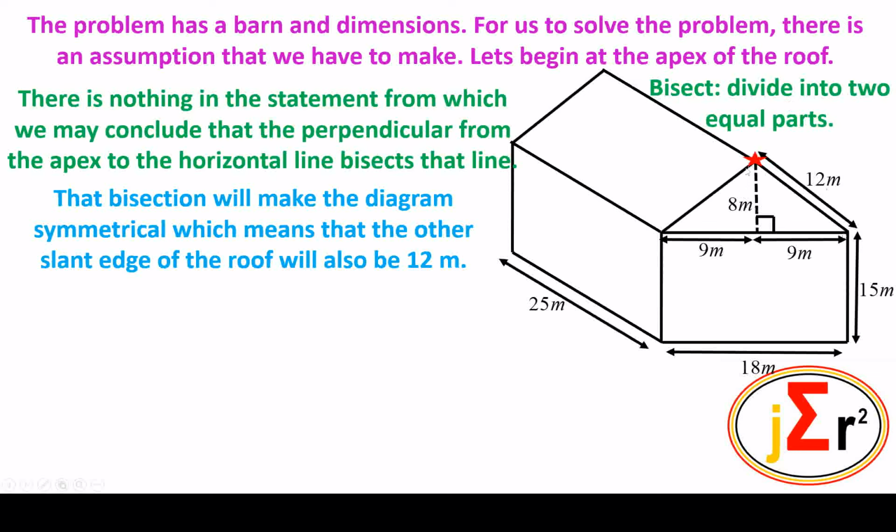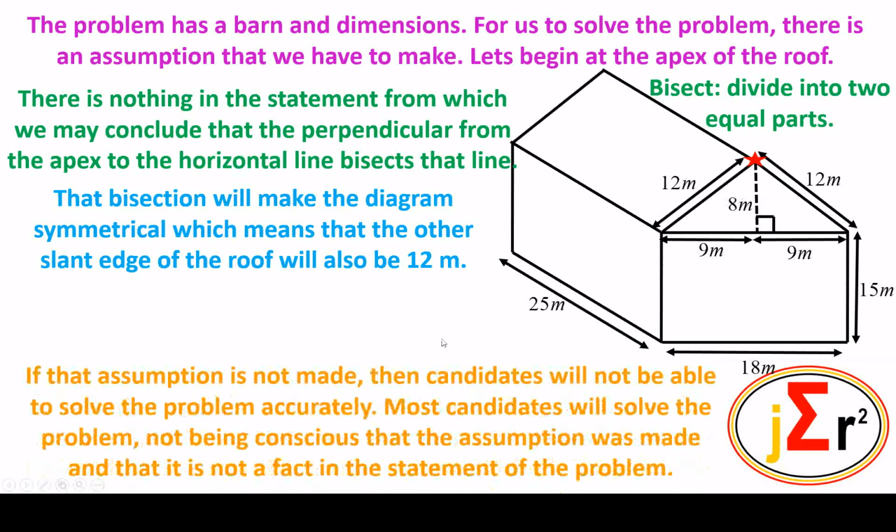The other slant edge will be 12 meters because this line segment that goes from the apex to this line bisects this line, which creates symmetry, which will cause the other slant edge of the roof to be 12 meters. This one is 12, the other will also be 12 by symmetry. If that assumption is not made, then the candidates will not be able to solve the problem accurately.